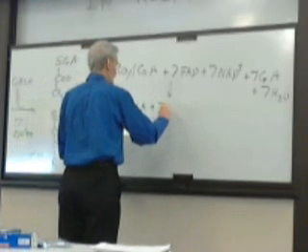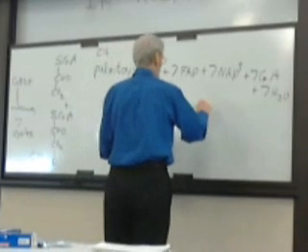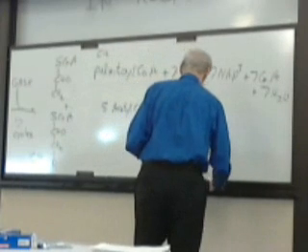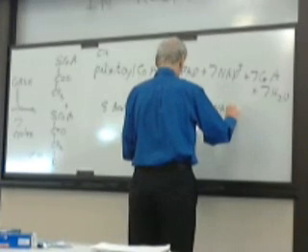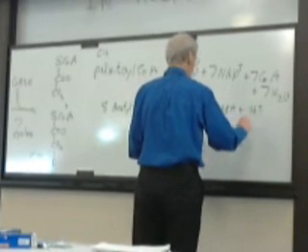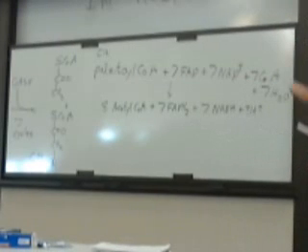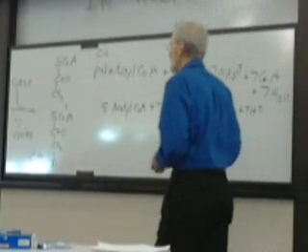Plus 7 FADH2 plus 7 NADH plus a proton. I don't know how many protons. I'll leave an abbreviation there. So that is the summary reaction for the metabolism, the complete oxidation of the C16 fatty acid, palmitic acid.